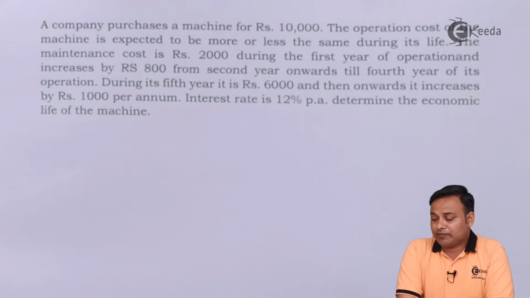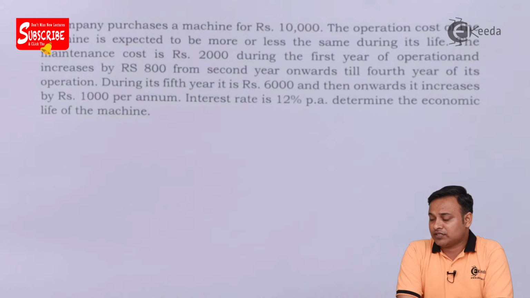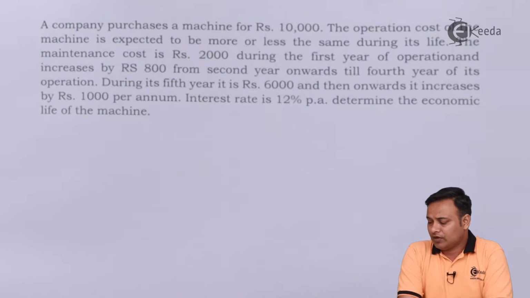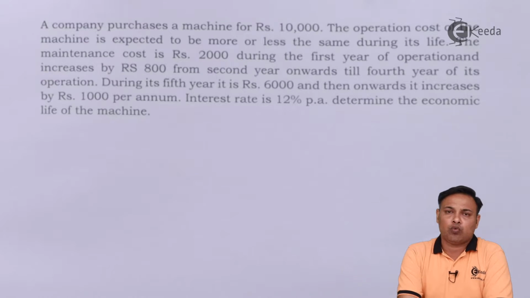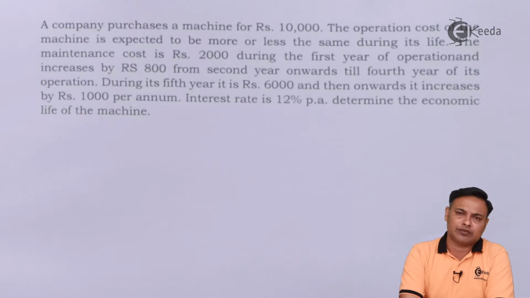A company purchases a machine for rupees 10,000. So cost of the machine is 10,000 and the operation cost of the machine is expected to be more or less the same during its life. So operation cost will be more or less the same in all the years. लेकिन इसका मेंटेनेंस कॉस्ट पहले साल में 2000 रुपए है. The maintenance cost is rupees 2000 during the first year of operation and increases by rupees 800 from the second year onwards till the fourth year. During its fifth year it is 6000 and then onwards it increases by rupees 1000 per annum. Interest rate दिया हुआ है which will be used to calculate the equivalent cost and determine the economic life of the machine कहा गया है.